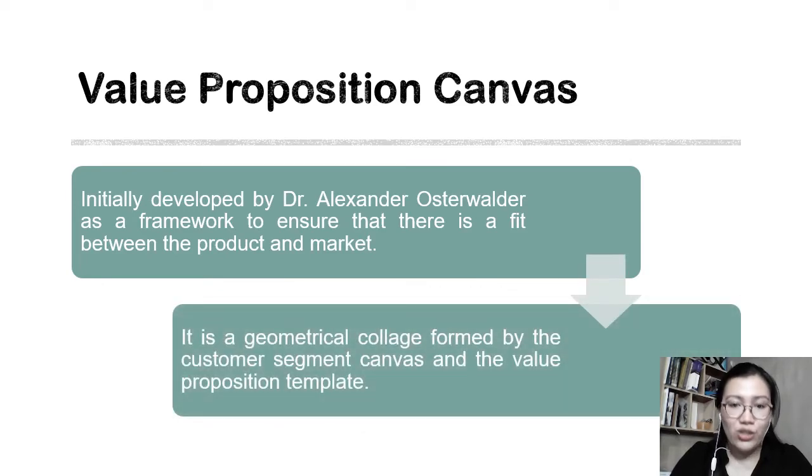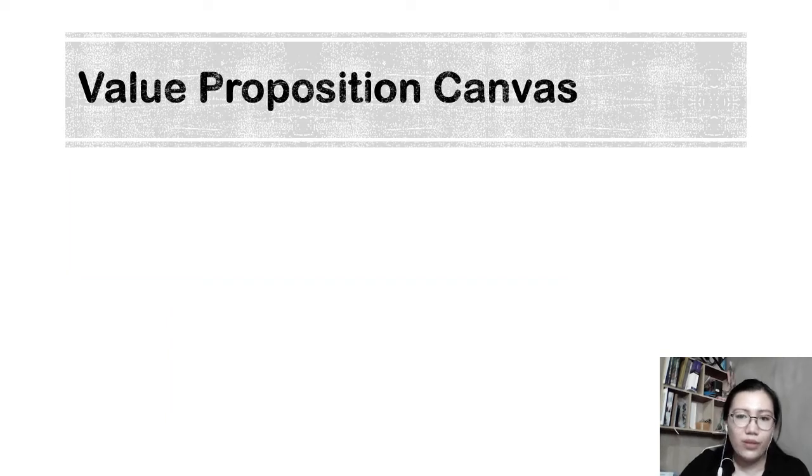So it is a geometrical collage formed by the customer segment canvas and the value proposition template. The Value Proposition Canvas is formed around two building blocks: the customer profile and the company's value proposition. Together, they are meant to impart an understanding of what features and functionalities a product should possess to meet the requirements of our particular category of users. The canvas structure can be shaped as two circles or squares or other geometric patterns you may like, but its essence lies in the content to be specified inside.